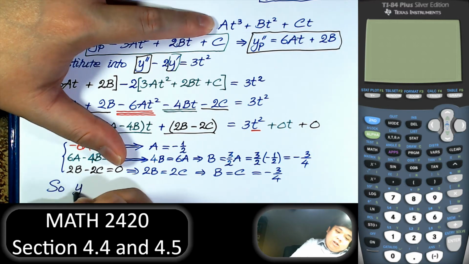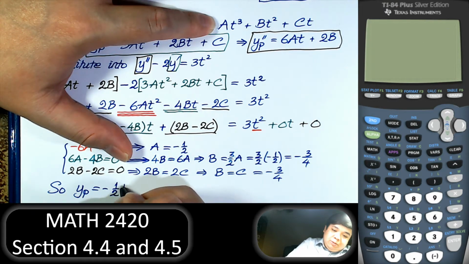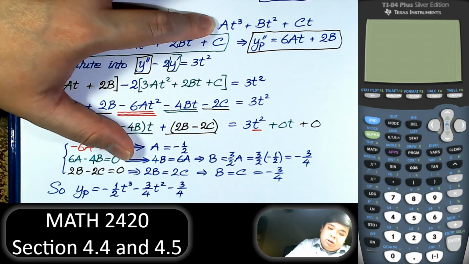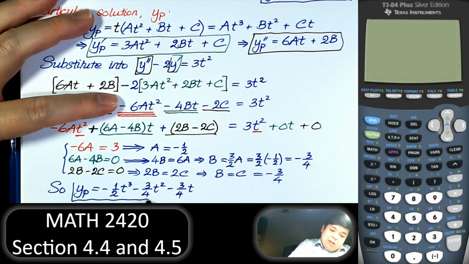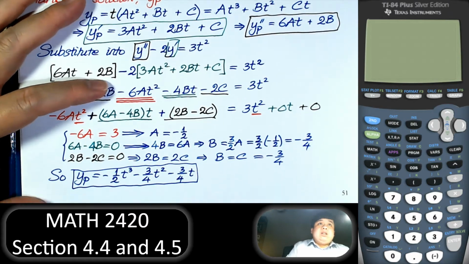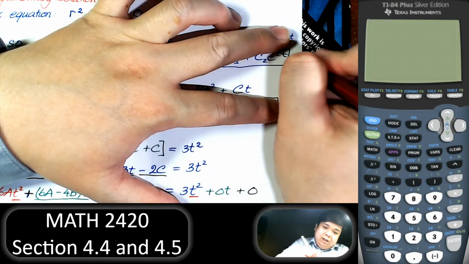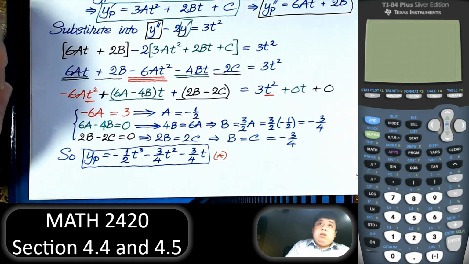So y particular a is negative 1/2 t cubed minus 3/4 t squared minus 3/4 t. And that is a particular solution. So here we have complementary solution, and here we have particular solution.